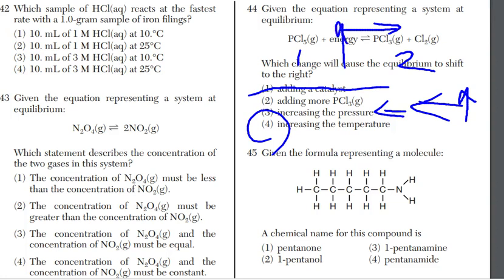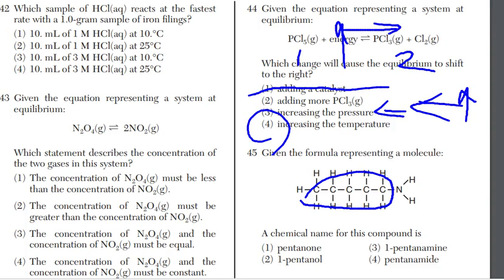For 45, it says we have a formula representing a molecule, and what is the chemical name? Well, look at this. I was going to say 6, but there's actually 5 carbon atoms. You got to go to the organic reference tables. There's 3 tables. The first table is all about the number of carbons and the prefix. The prefix is pent, but we have that in all 4 choices.